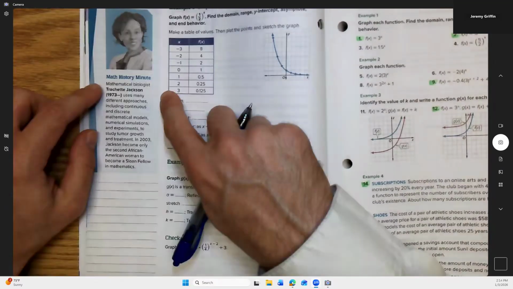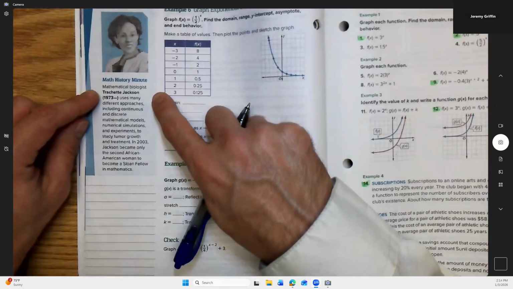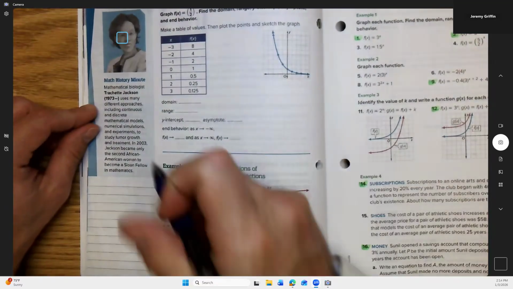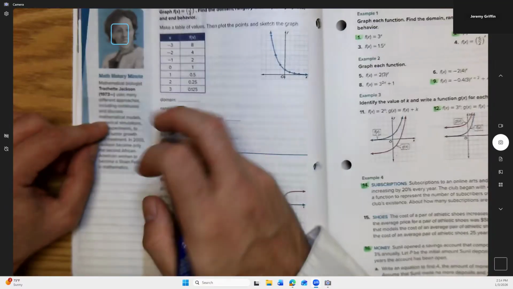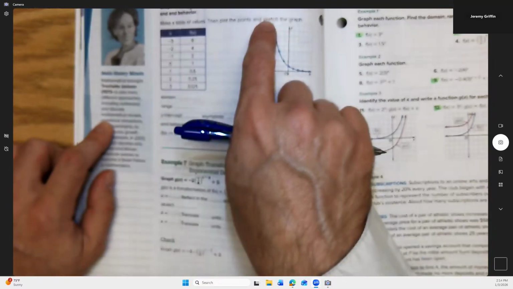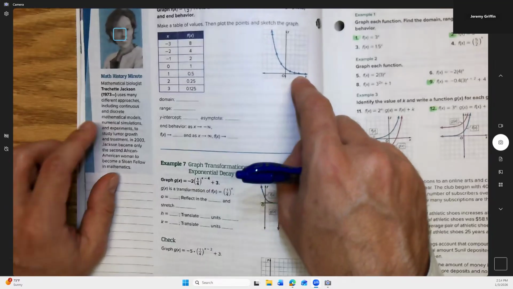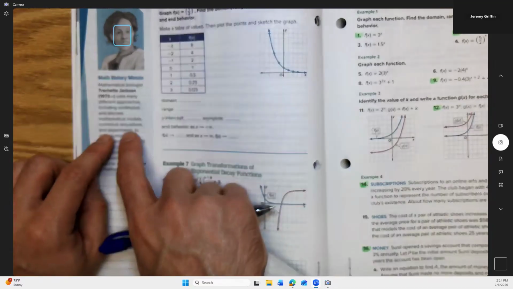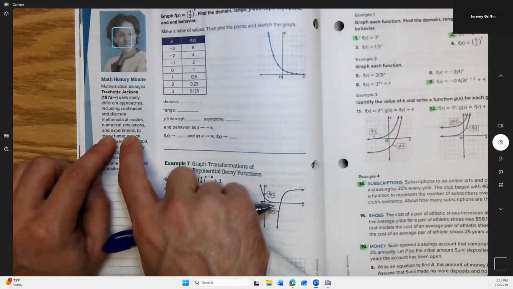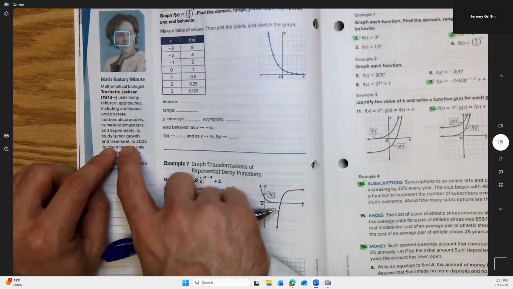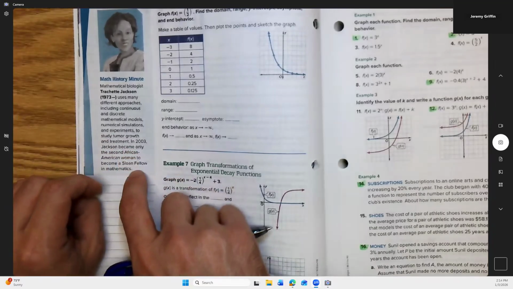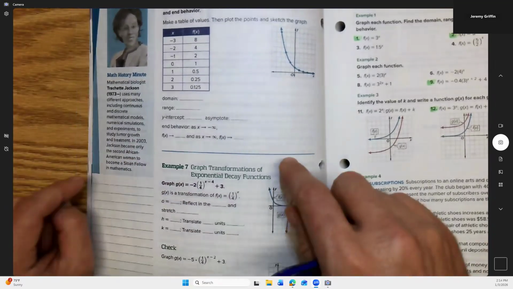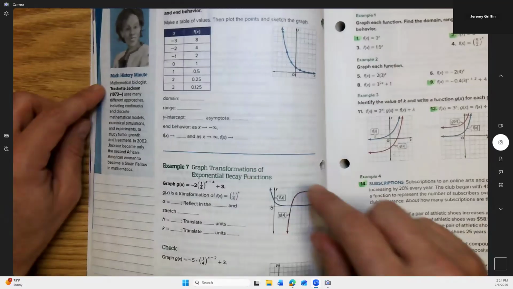Math History Minute. Mathematical biologist Trachette Jackson uses many different approaches, including continuous and discrete mathematical models. So continuous is like these smooth curves. Discrete is like maybe you do iterations minute by minute or hour by hour, or something like that. Numerical simulations and experiments to study tumor growth. In 2003, she won the Sloan Fellow in Mathematics Award. So, mathematical biologist.